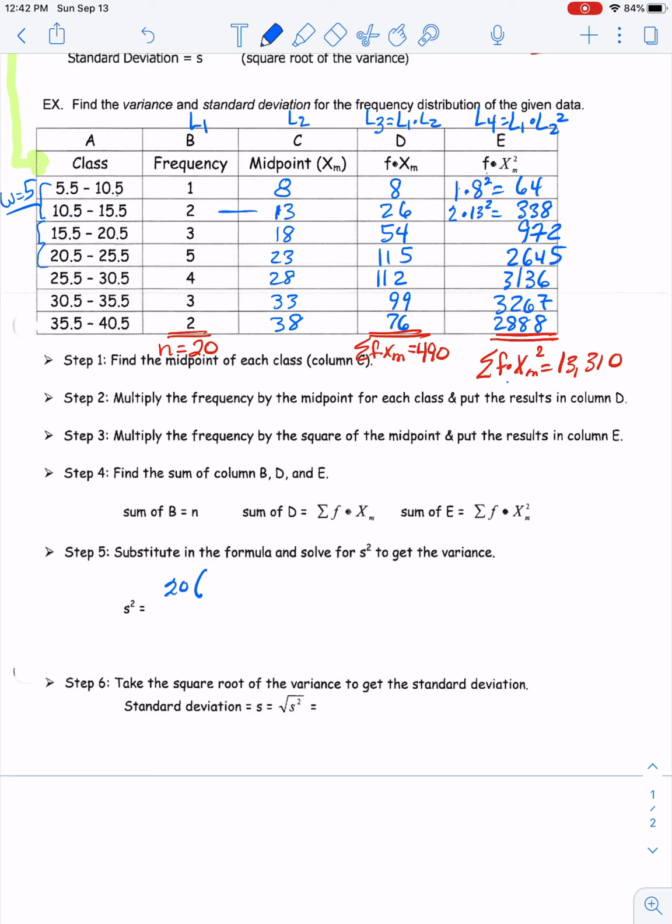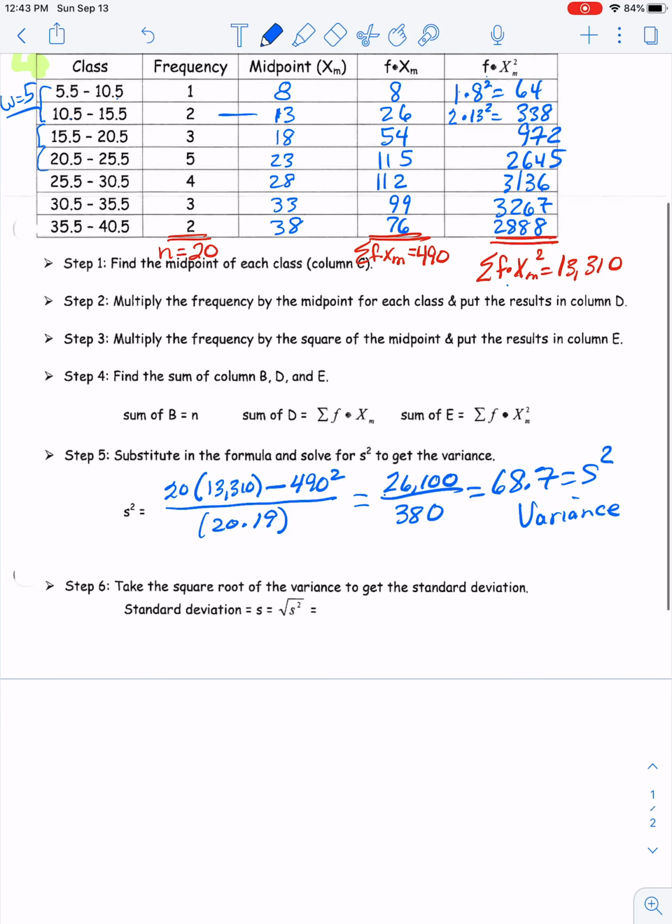That f x squared column is 13,310 minus 490 squared. And then it's all over 20 times 19. So I hope by now this is starting to feel familiar. We're pretty repetitive. It's just a little tweak in the calculation. So on top, if you do your arithmetic separately, we're at 26,100, divide by 380, and I'm coming up with around 68.7. That's your s squared, better known as the variance.